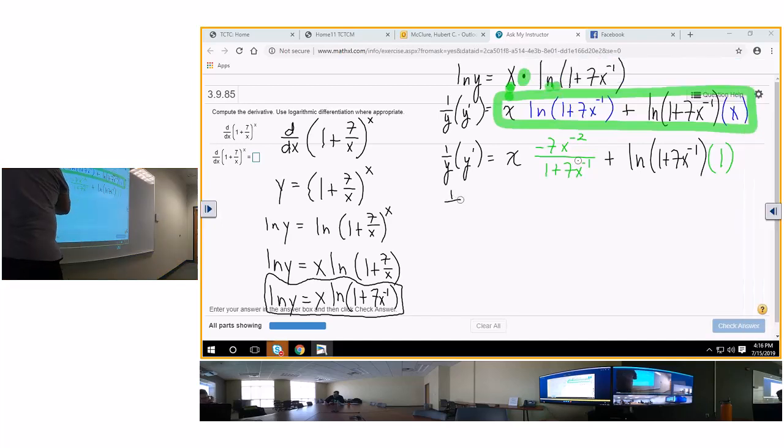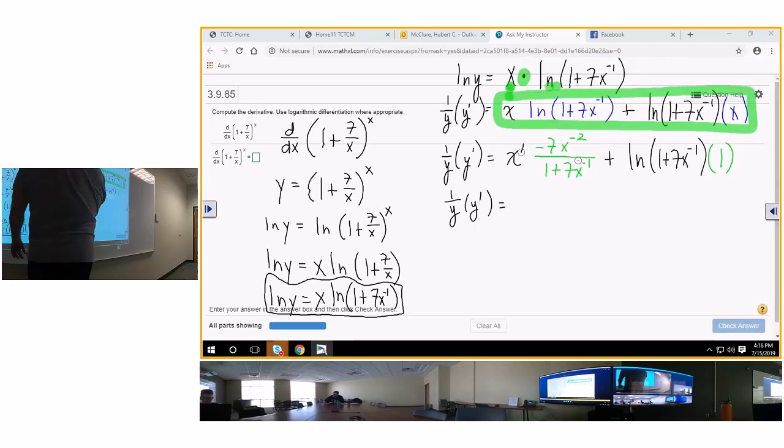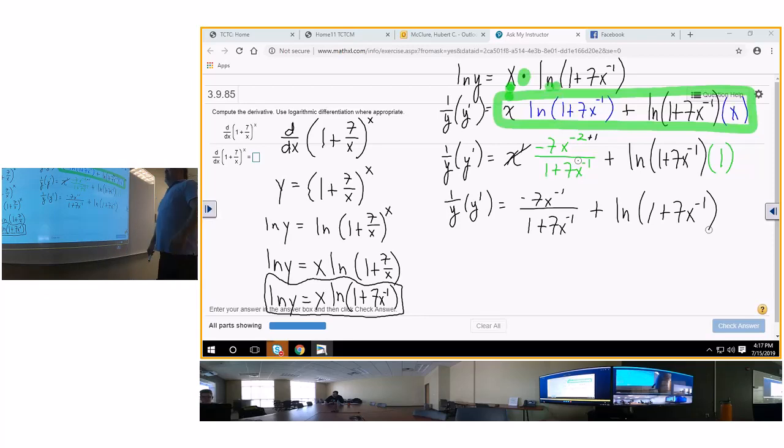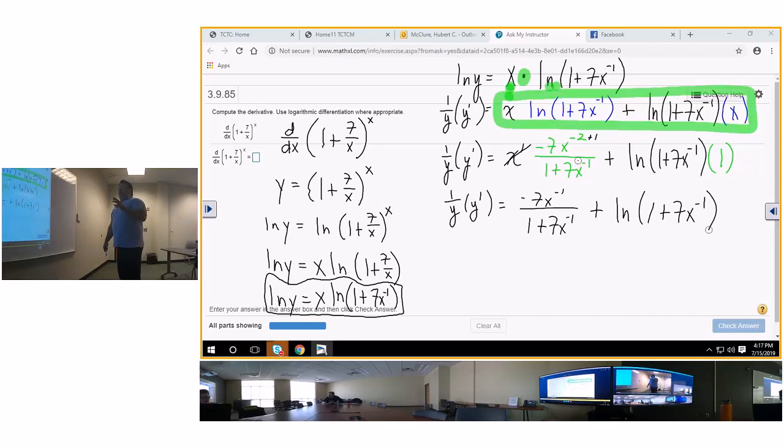So 1 over y times y prime is equal to, that's x to the first, so we're going to add 1 right here. And that's going to be negative 7x to the negative 2 plus 1, which is negative 1, over 1 plus 7x to the negative 1, plus the natural log of 1 plus 7x to the negative 1. Now this is where you got to reach down and get some complex rational expressions.